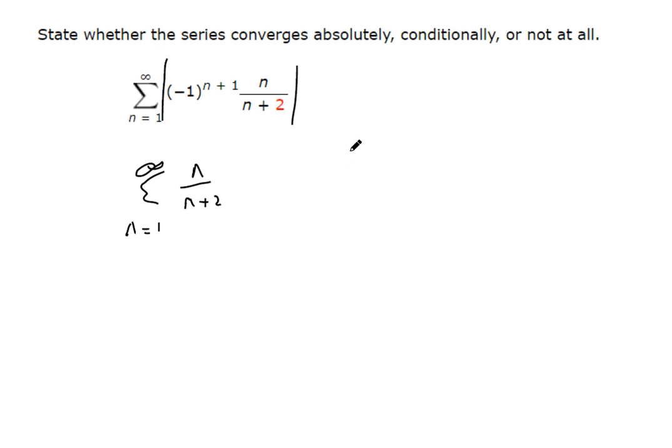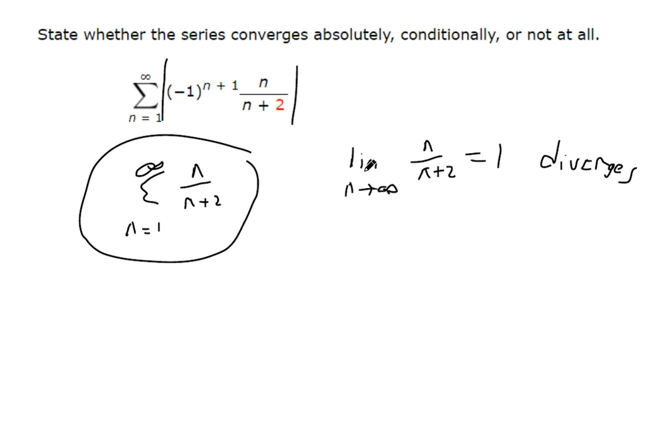The divergence test says, think about the limit as the sequence goes to infinity in its terms. And if the limit as n goes to infinity is anything other than 0, in this case the limit's 1, that means it diverges. So this diverges by the divergence test.